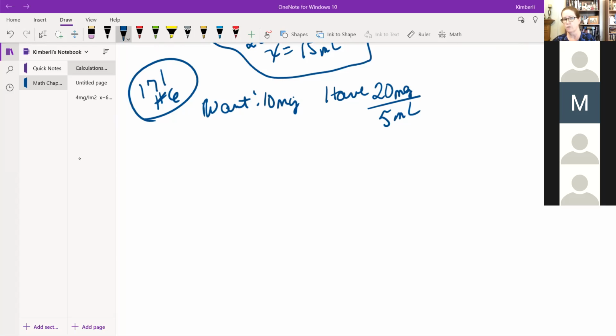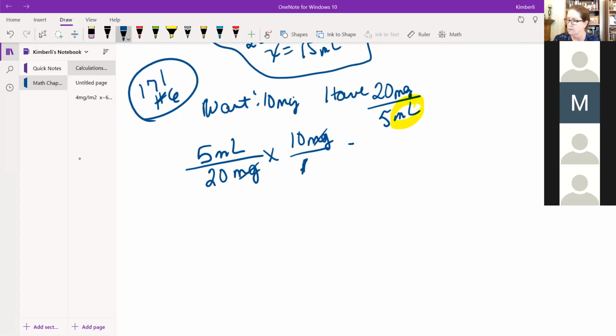But if you don't see that right off the bat, and you really need to calculate it, then you're going to start with mLs, because that's what you're looking for is milliliters. So we're going to put the 5 mLs on top. 5 mLs contains 20 milligrams. And we want to give the patient 10 milligrams. So the milligrams are going to cancel, and we have 50 over 20, which comes out to 2.5 milliliters.